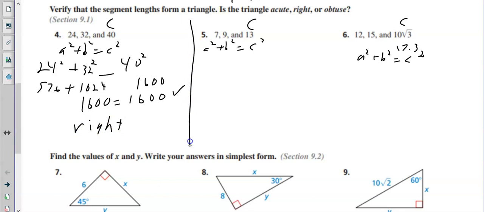Because the Pythagorean theorem works. In other words, this right here is a Pythagorean triple. So let's do this one. 7 squared plus 9 squared, 13 squared. I'm not going to put the equals because we don't know if it equals or not.